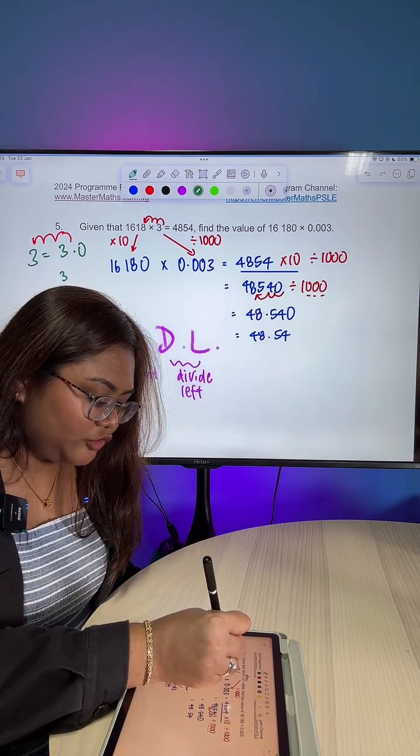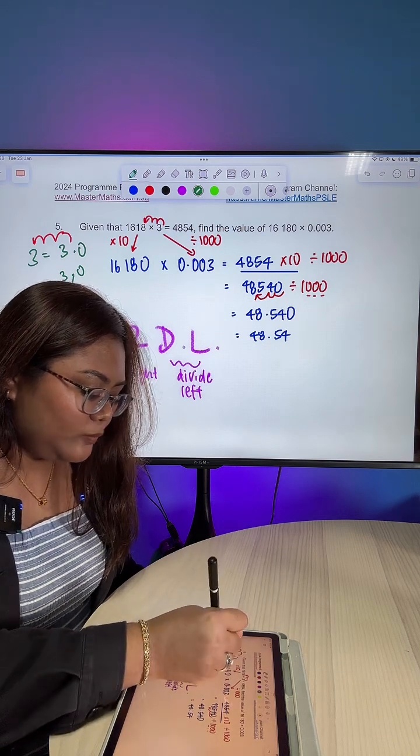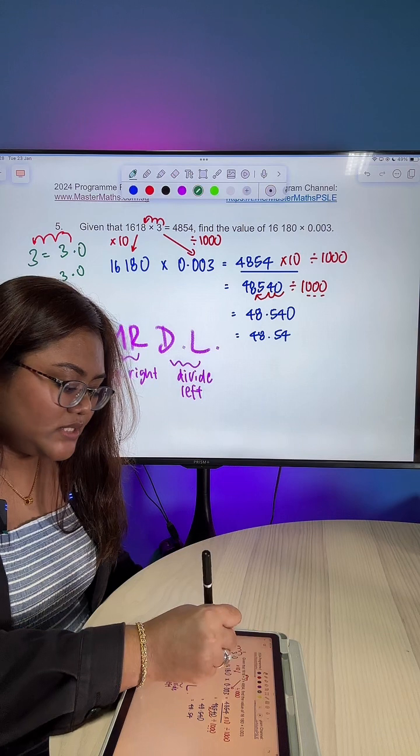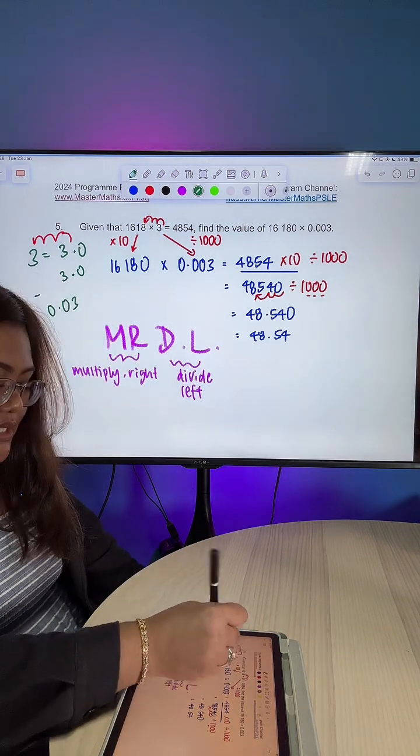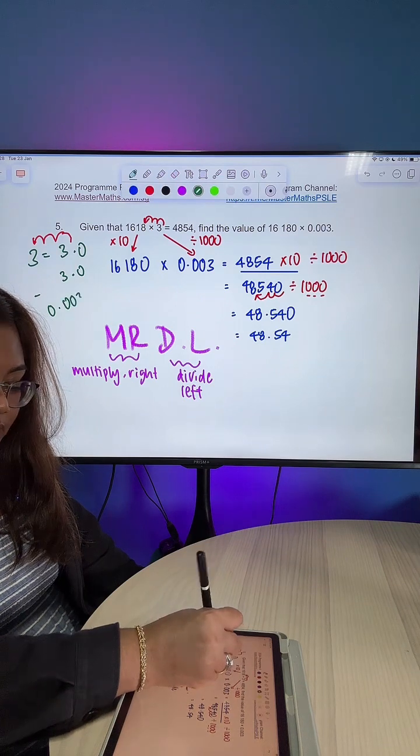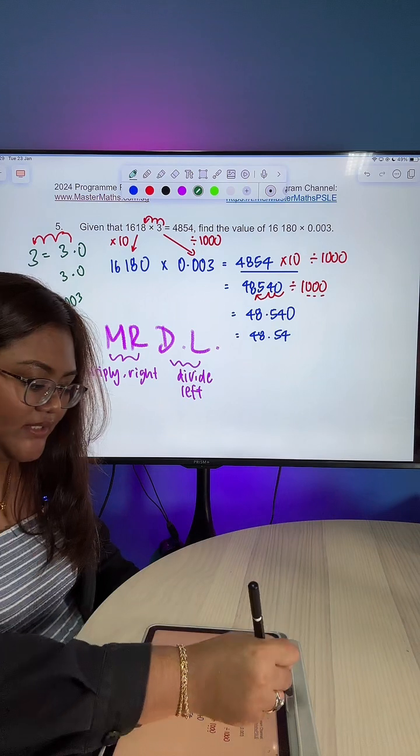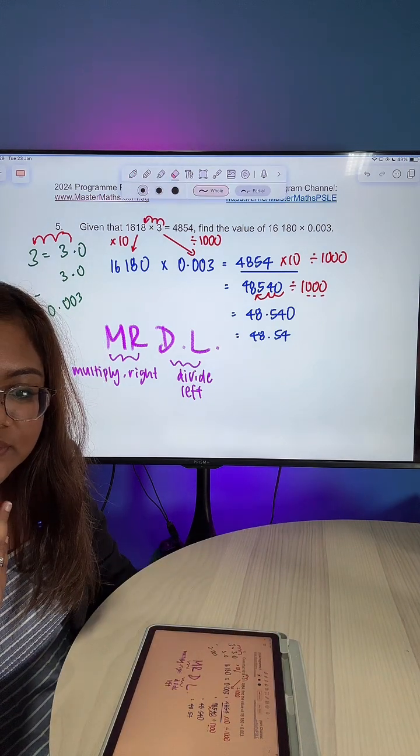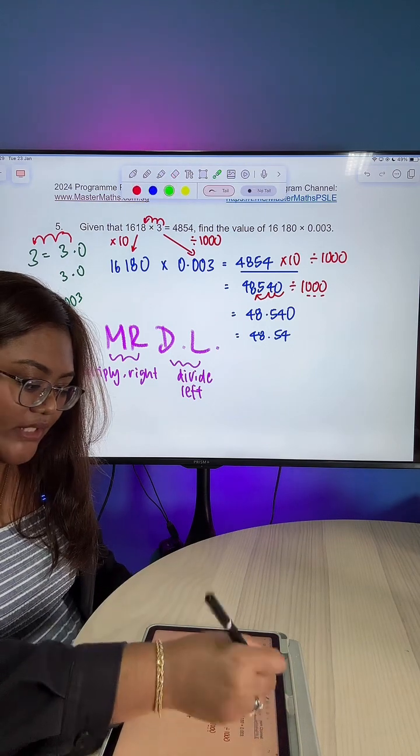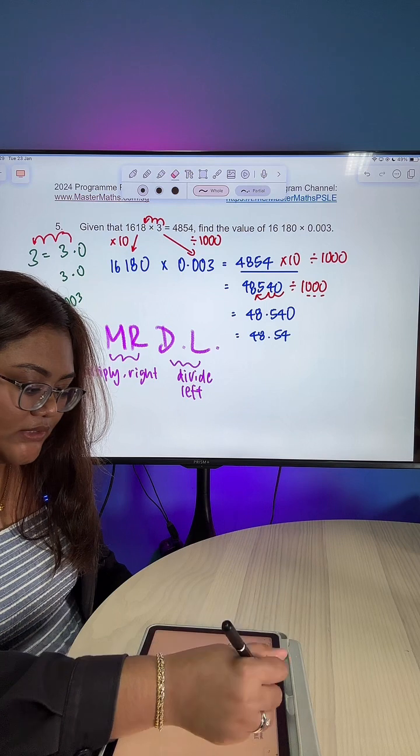Initially, it was 3.0, right? Once I move 1 place to the front, it becomes 0.3. 2 places to the front, it becomes 0.03. And then 3 places to the front becomes 0.003. Okay? So I'm dividing by 1,000. Got it? Can follow so far? Okay, the 3, I divide by 1,000 to get 0.003.